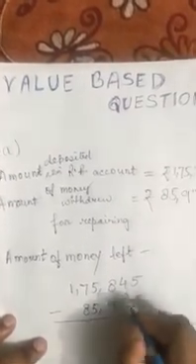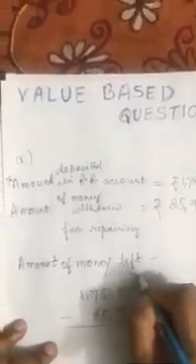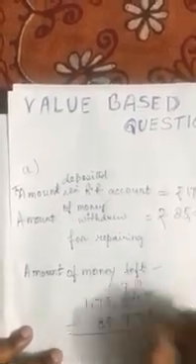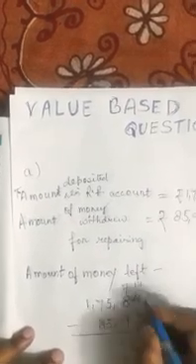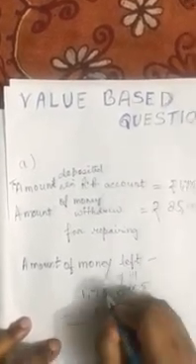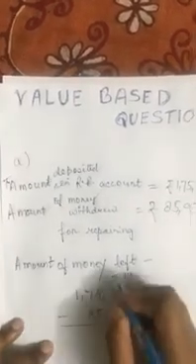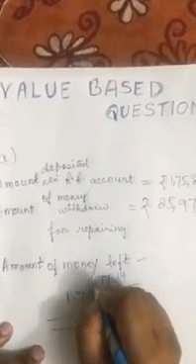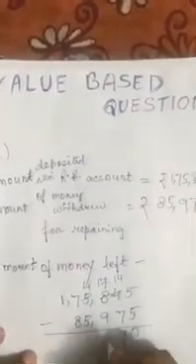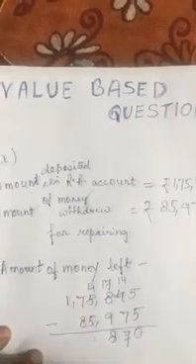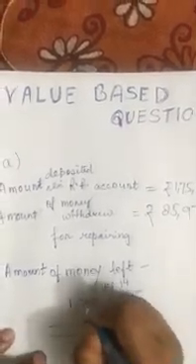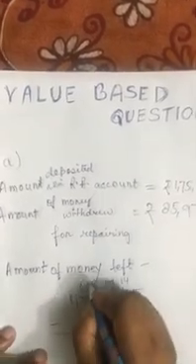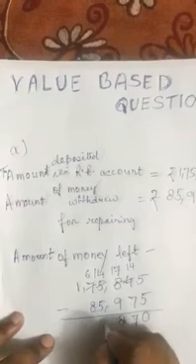5 minus 5 is 0. 4 minus 7 not possible. 4 will become 14 after borrowing 10 from 8, and 8 will reduce to 7. 14 minus 7 is 7. Now 7 minus 9, it is not possible. Again borrowing from the neighboring place value. So 7 will become 17 after borrowing 10, and 5 will reduce to 4. So 17 minus 9 is 8. Again 4 minus 5 not possible. Borrowing 10 from the 10,000 place, 7 will be reduced to 6, and 4 will become 14. So 14 minus 5 is 9.